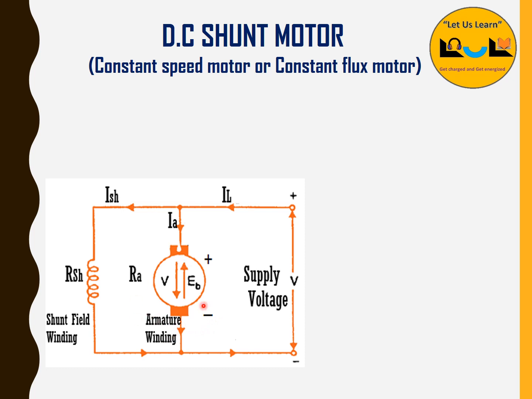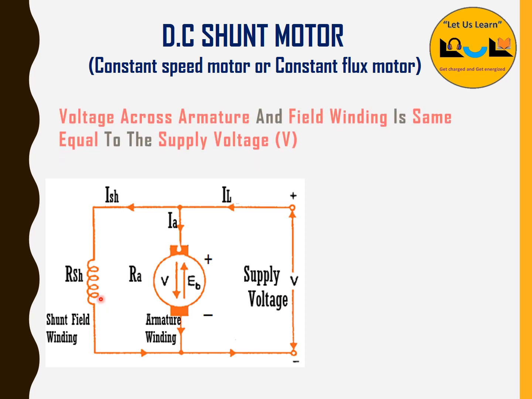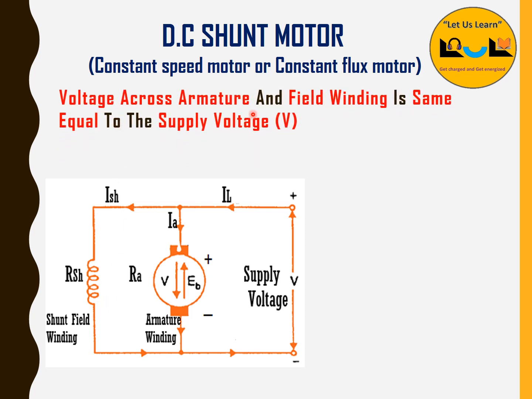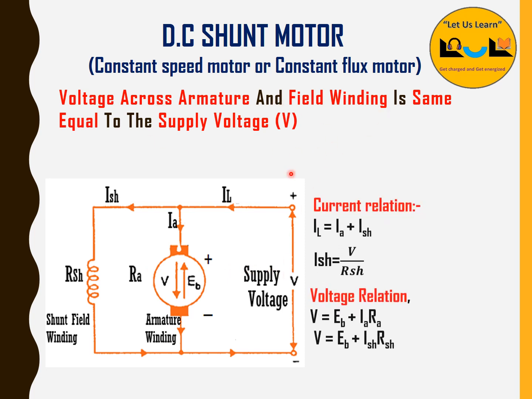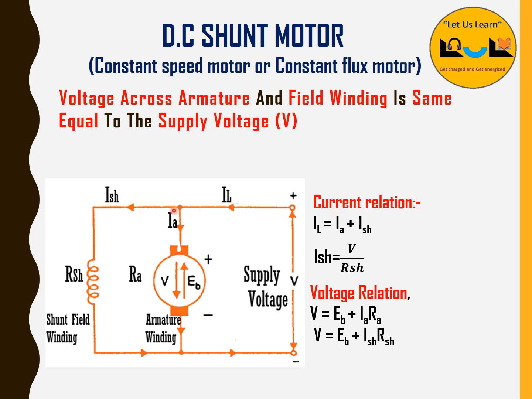Here this is called the armature winding, and this part is called the shunt field winding. So the voltage across the armature and the field winding is the same, equal to the supply voltage, since these three are connected in parallel, so the voltage will remain constant. So the current relation is IL is equal to IA plus ISH. Already we studied this concept in Kirchhoff's current law. IL is the incoming current, IA and ISH are the outgoing currents.